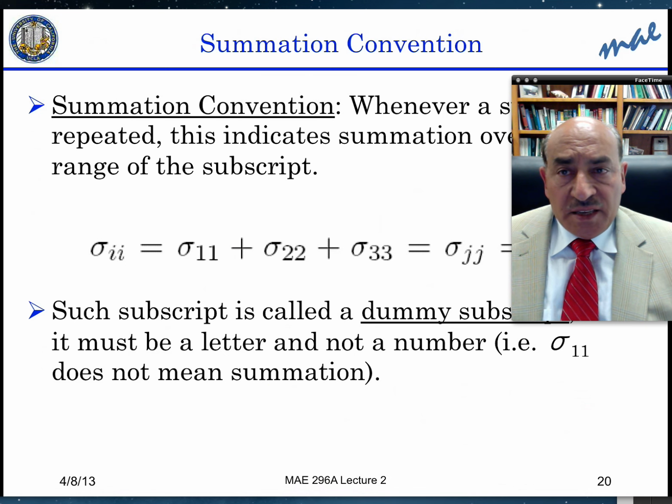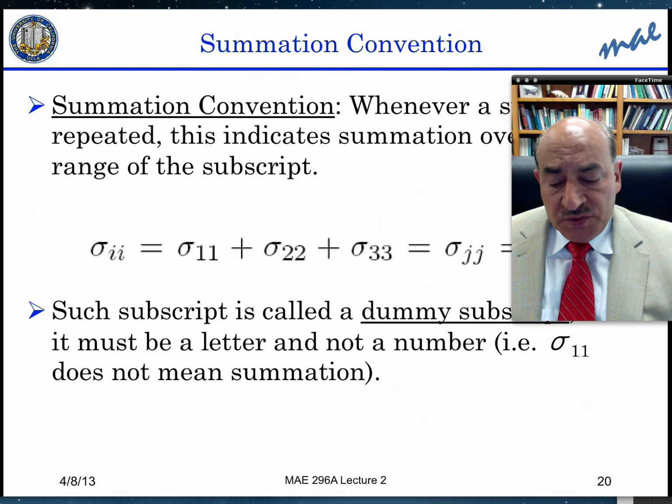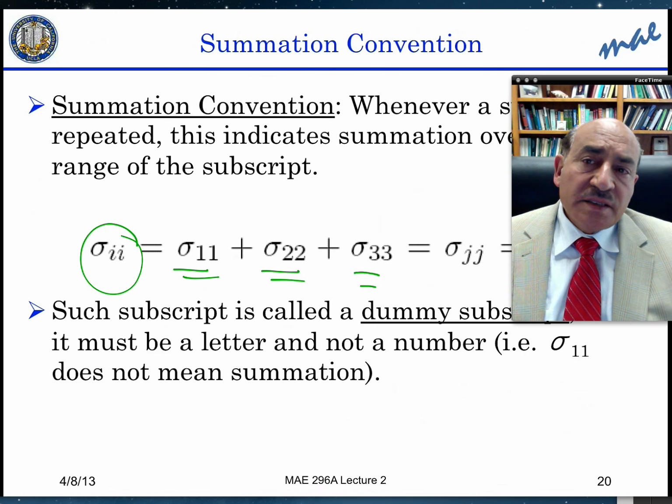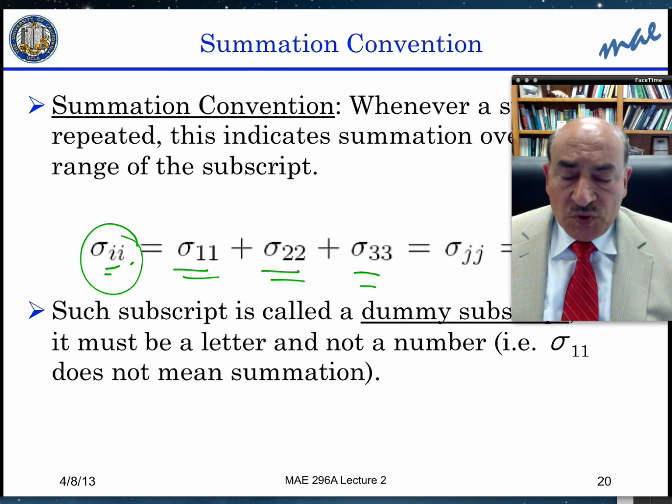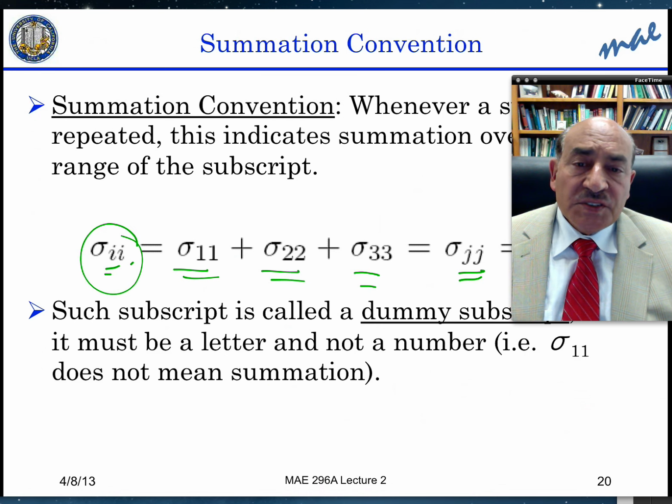If we take the diagonal components and add them up together, sigma 11, 22 and 33, we get a summation convention. Sigma ii will be the sum of these three, and since we sum over i and i, we call this a dummy index. It's the same as summing over j, or k, it doesn't matter. It's the same as summing the diagonal elements of that matrix.